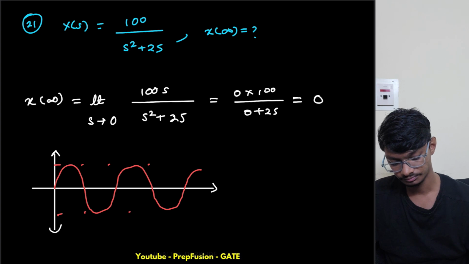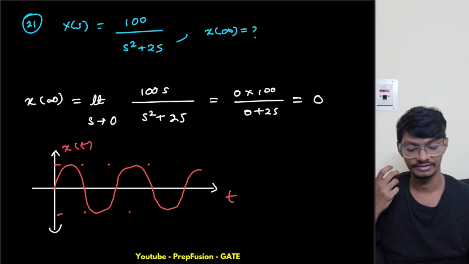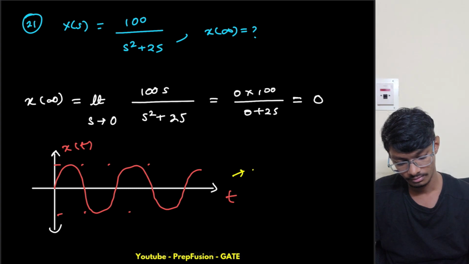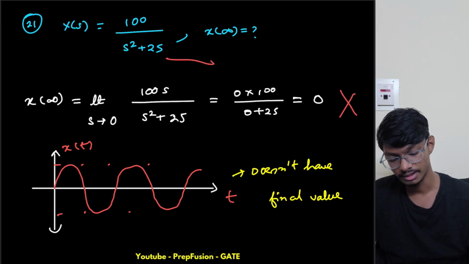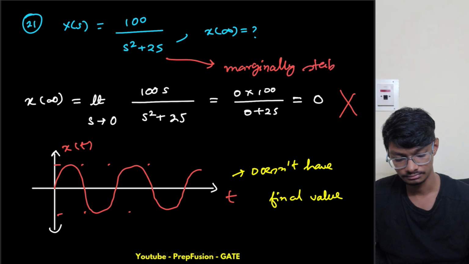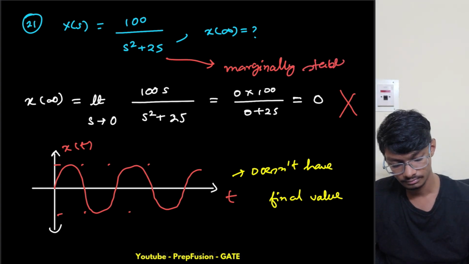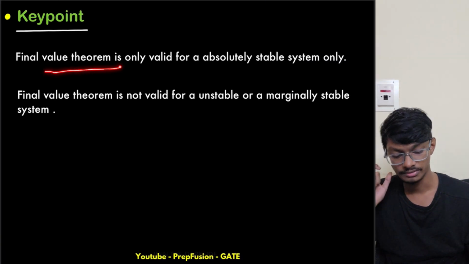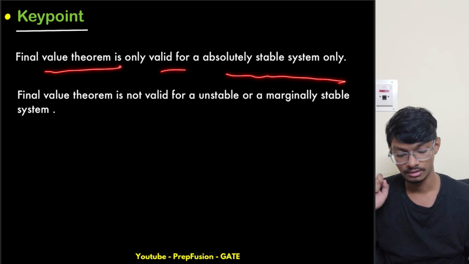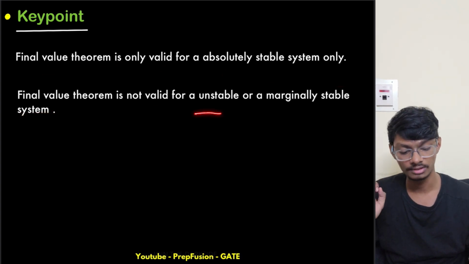It is revolving within a certain range, so it doesn't have any final value. So for marginally stable systems also, the final value theorem is not applicable. That was the expression. Let me write the key points. The final value theorem is only valid for absolutely stable systems. It is not valid for unstable or marginally stable systems.